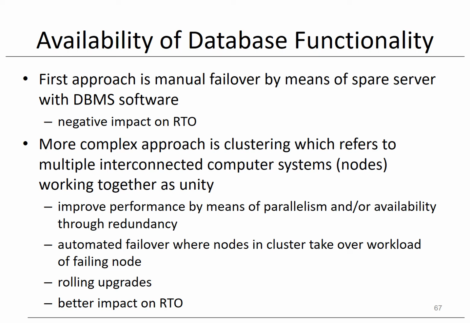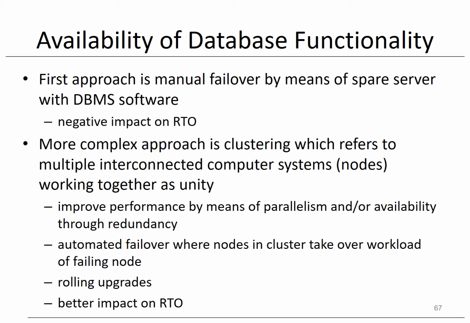A more complex and expensive solution, but with a much better impact on the RTO, is the use of clustering. In general, clustering refers to multiple interconnected computer systems working together to be perceived in certain aspects as a unity. The individual computer systems are denoted as the nodes in a cluster. The purpose of cluster computing is to improve performance by means of parallelism and/or availability through redundancy in hardware, software, and data.